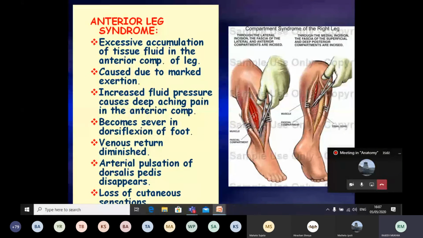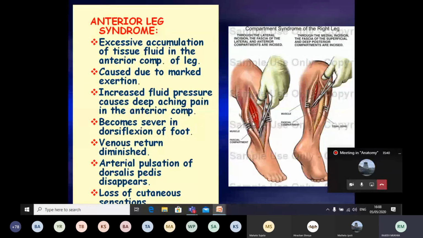Another applied aspect is anterior leg syndrome. That means excessive accumulation of tissue fluid in the anterior compartment of the leg. It is mainly caused by marked extension. If there is increased fluid pressure, it will cause deep aching pain, and this pain becomes more severe during dorsiflexion of the foot.